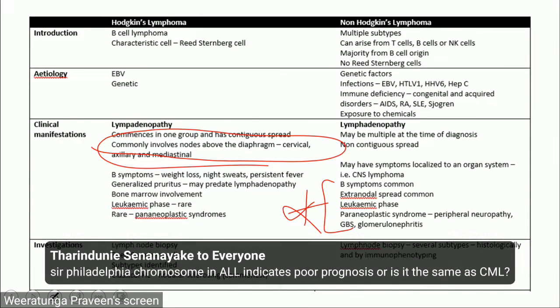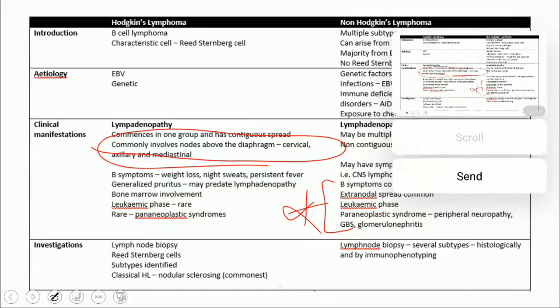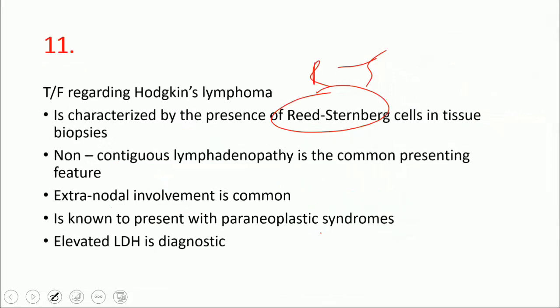So ALL can have a Philadelphia chromosome. In pediatrics, it's actually the other way around. If you get a Philadelphia chromosome in ALL, it is poor prognosis. Right? But ALL is a pediatric leukemia. I don't even talk about it here.